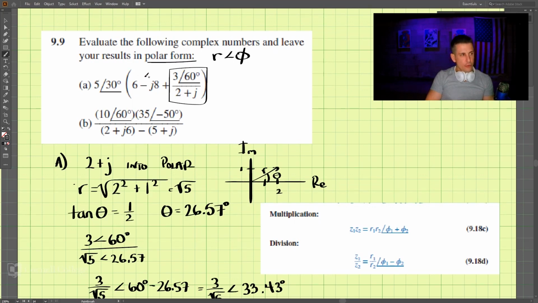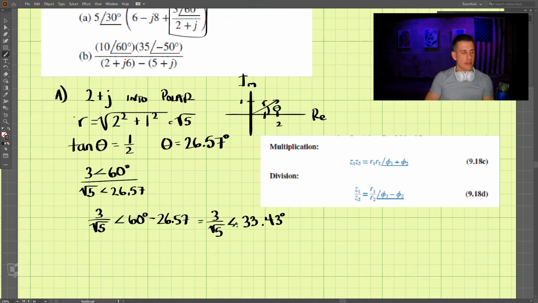And to add to these values here, we need to convert this into Cartesian form. So we need to change this to Cartesian form. So we need our imaginary and real components. So we have 3 divided by square root of 5 cosine of 33.43 plus j 3 divided by square root of 5 sine of 33.43.